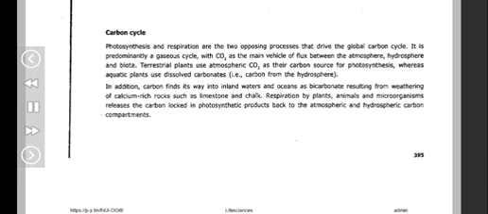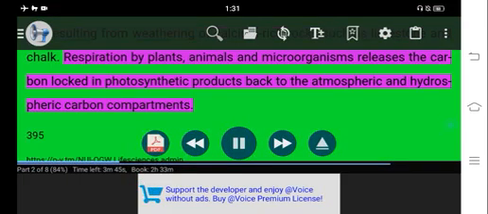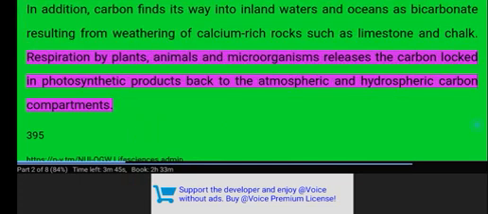Terrestrial plants use atmospheric CO2 as their carbon source for photosynthesis, whereas aquatic plants use dissolved carbonates, i.e., carbon from the hydrosphere. In addition, carbon finds its way into inland waters and oceans as bicarbonate resulting from weathering of calcium-rich rocks such as limestone and chalk. Respiration by plants, animals and microorganisms releases the carbon locked in photosynthetic products back to the atmospheric and hydrospheric carbon compartments.